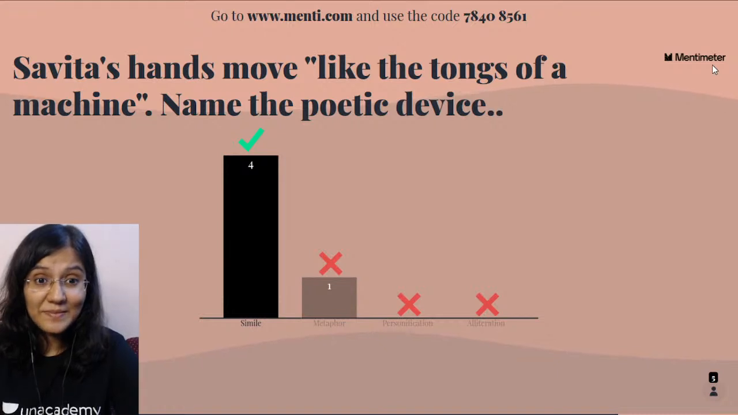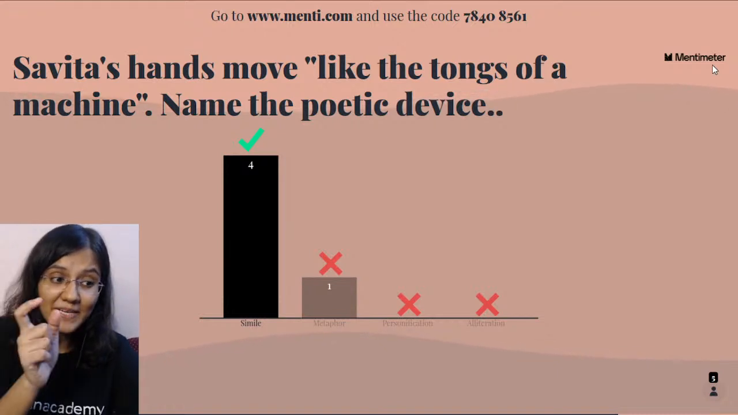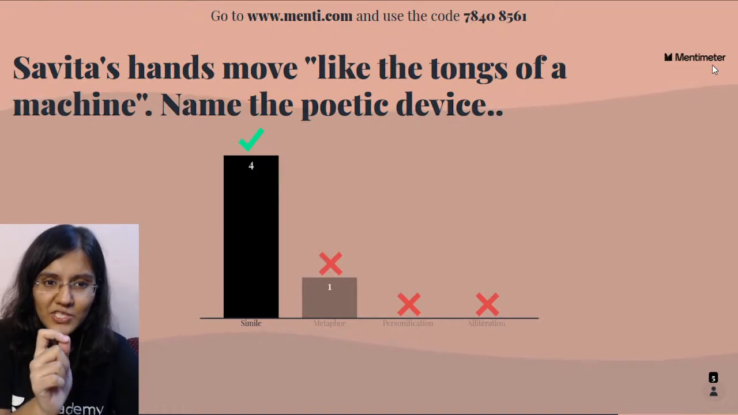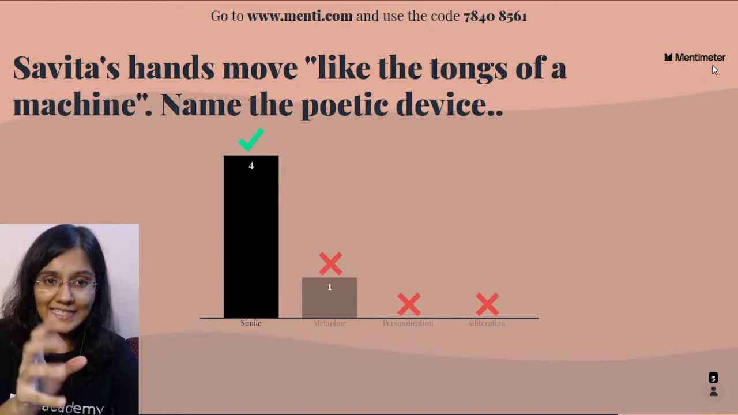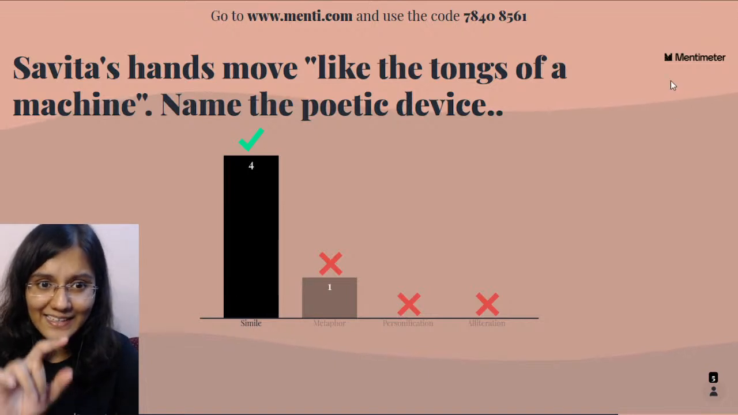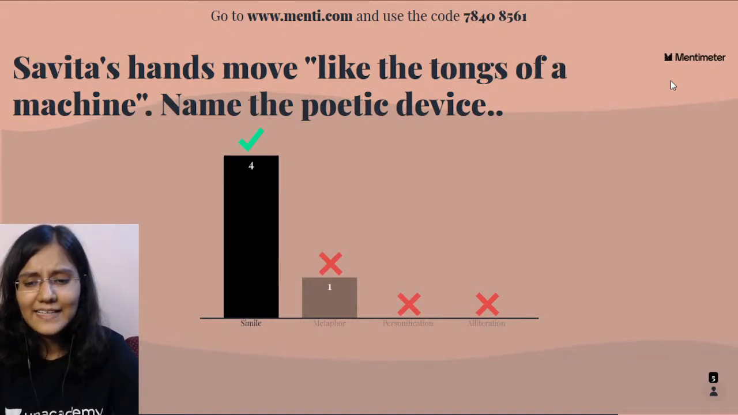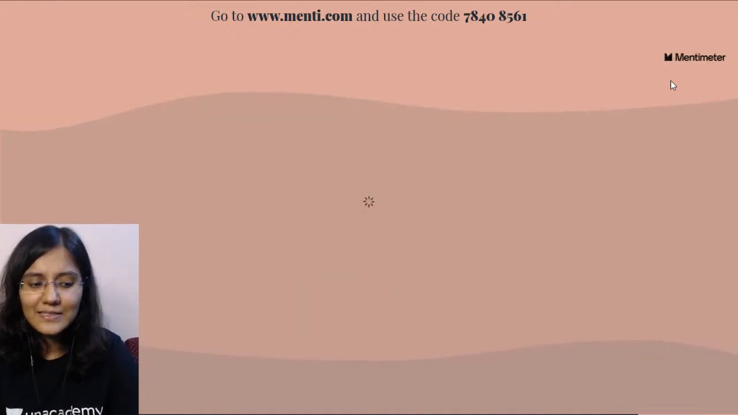Yes, it's a simile, and we know that because there's a comparison being made, and the comparison is between the tongs of the machine and Savita's hands, and we have a like there. So it's an explicit comparison that's being made with that connecting word, like. And like and as generally tell us that there's a simile at play.